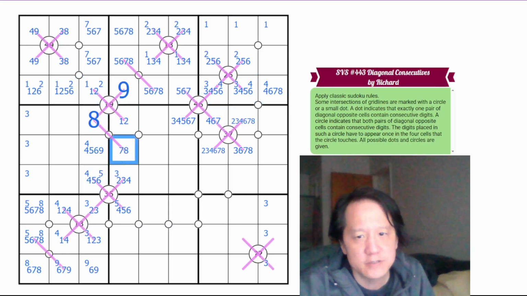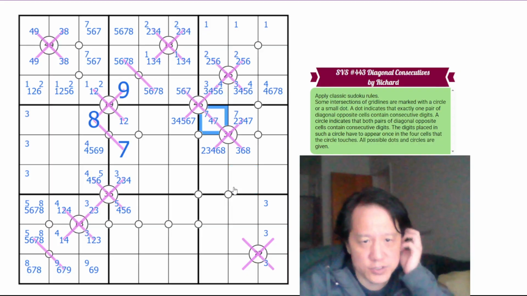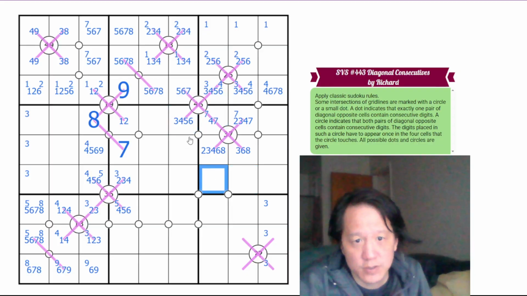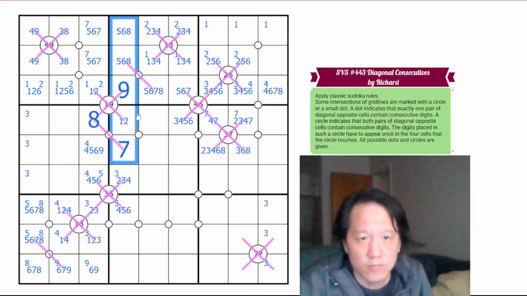And to be consecutive with 8, this has to be 7. So that eliminates 7 from here. So 7 has to be one of these two, which means 6 and 8 are here. So this cannot be 6 or 8 here. So this is 4 or 7. 7 obviously can't be here because of the 7 in the column. Or sorry, in the box. 7 can't be here because 7 in the column. So 7 has to be one of these two, which eliminates 7 here.